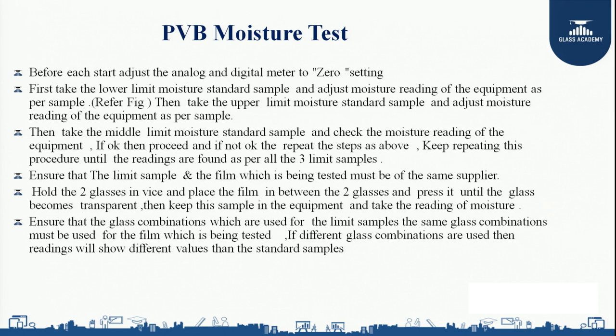Then keep this sample in the equipment and take the moisture reading. Ensure the glass combination used for the limit samples is the same as the glass combination used for the film being tested. If different glass combinations are used, the readings will differ from the standard samples. This is how we test the moisture levels in the PVB.